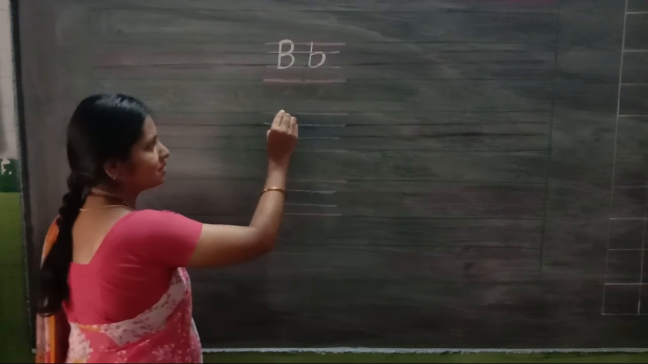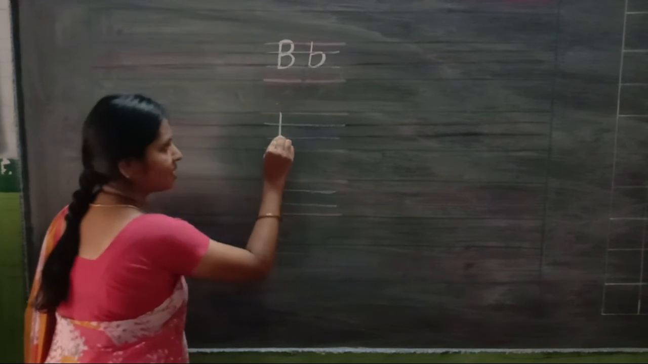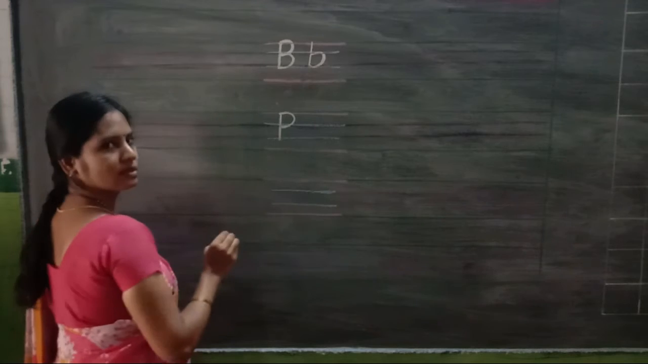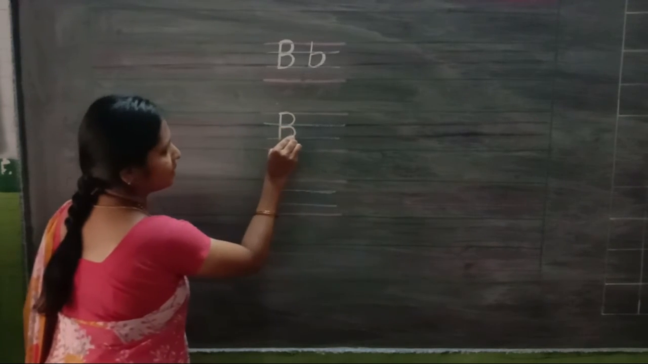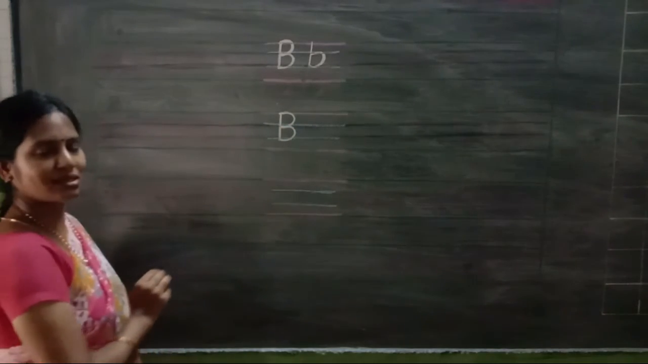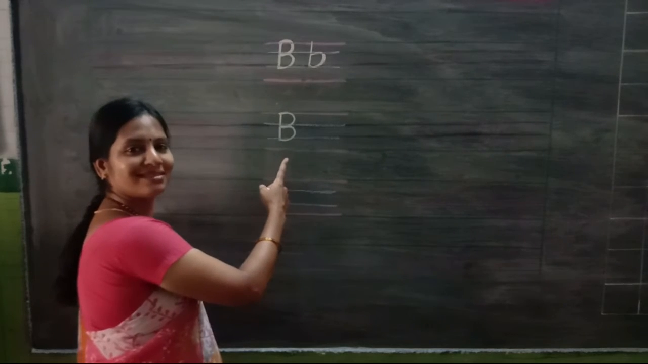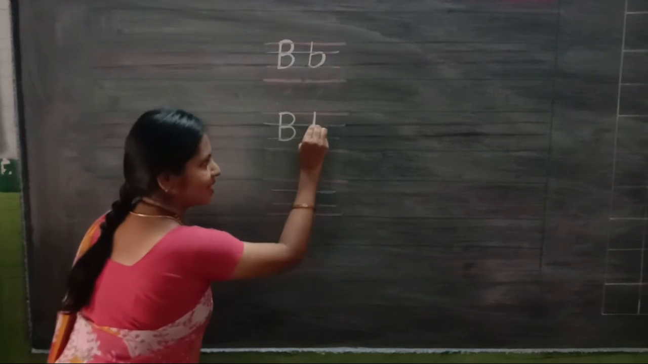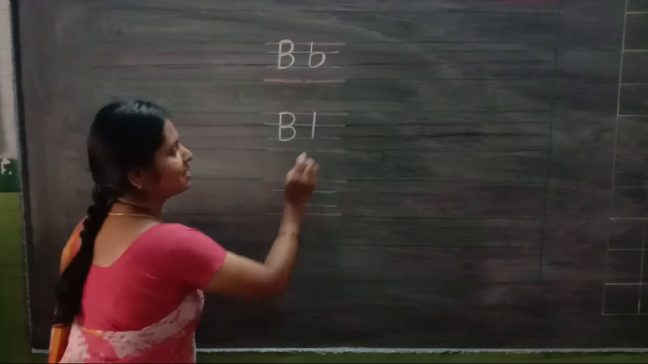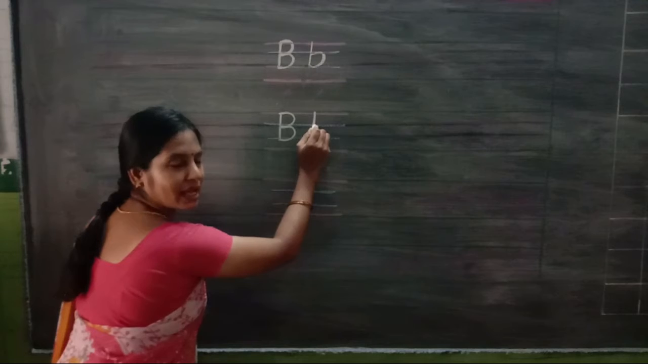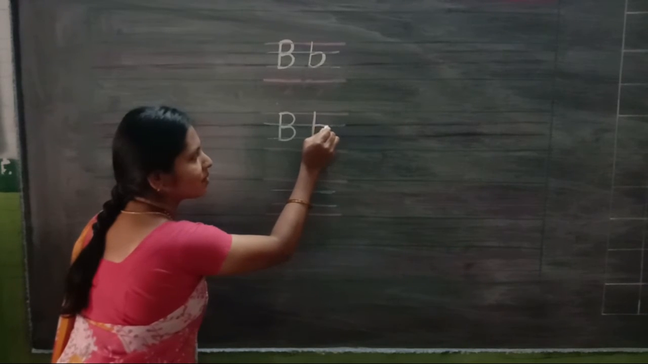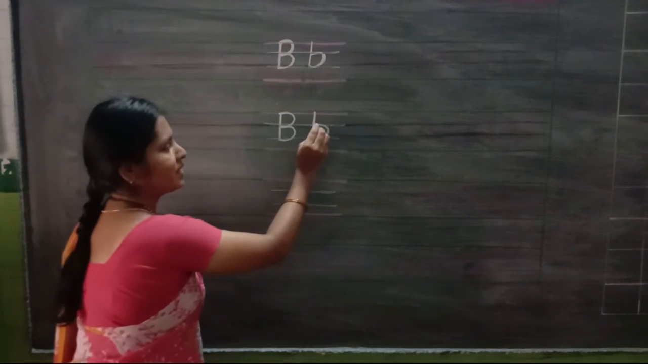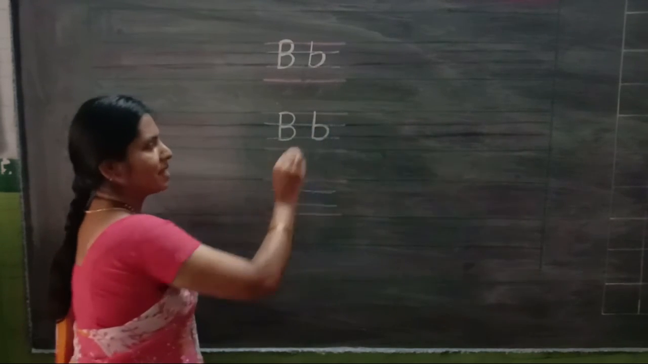Once again, standing line, curve and curve. What is this? Mama B. Very good. And baby B, standing line, and from this blue line, I will draw a curve from the bottom. Curve it from down. Baby B.